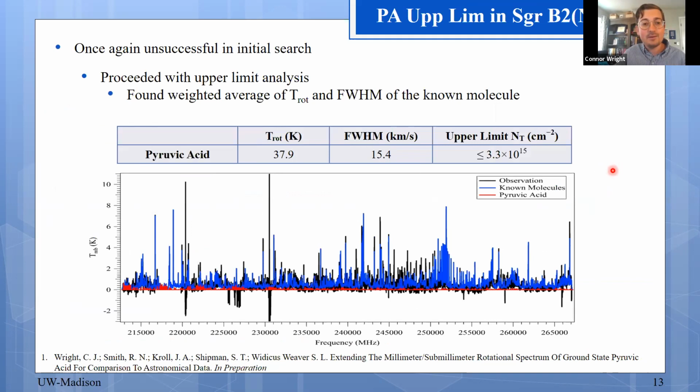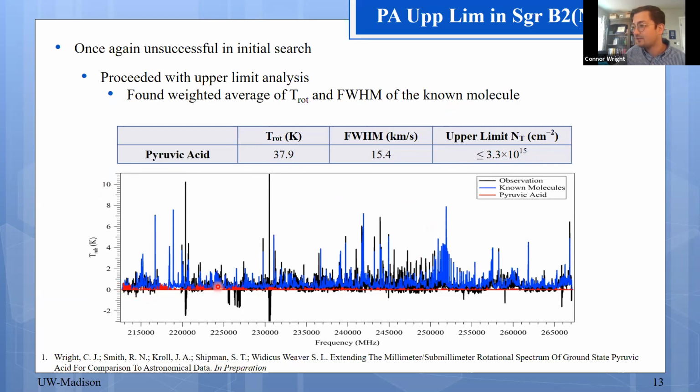Unfortunately, once we used these results to start searching for pyruvic acid on its own, it was unsuccessful. We were not able to get any physically meaningful fits for pyruvic acid on its own. But we proceeded with an upper limit analysis, once again finding the weighted average of the rotational temperature and line width using these results that we have for the known molecules, and we get a fairly reasonable upper limit of 10^15. You can see it plotted here.